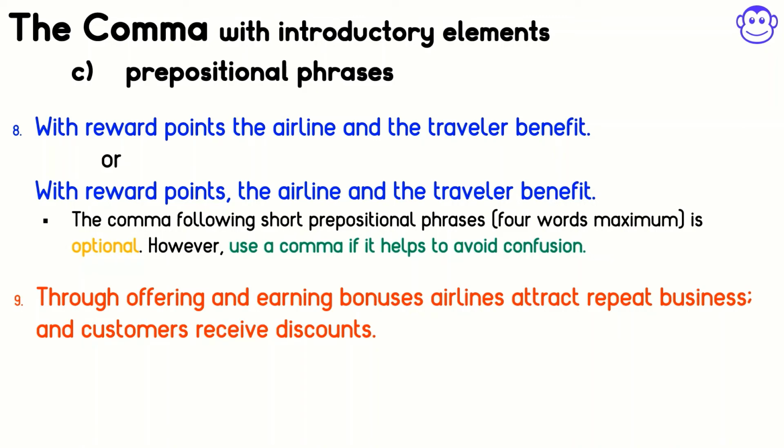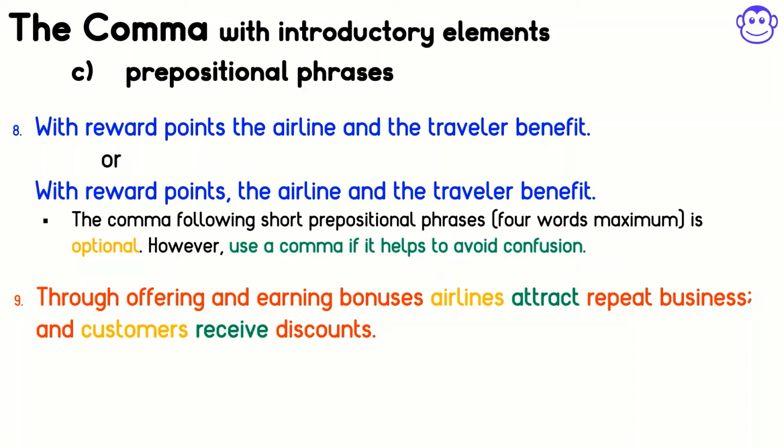Our next example. Through offering and earning bonuses, airlines attract repeat business and customers receive discounts. With the longer introductory element, a comma would assist the reader. Here we have a compound sentence. The first main clause, with the subject airlines and a verb attract, is linked to the second main clause, with the subject customers and the verb receive, with the coordinating conjunction and.